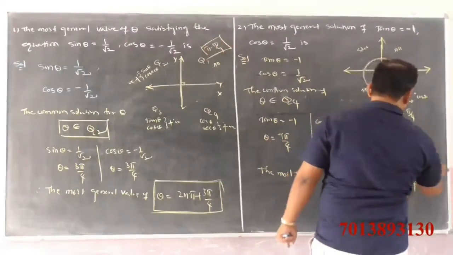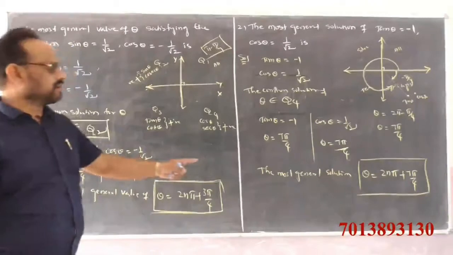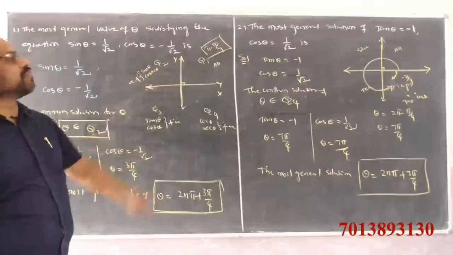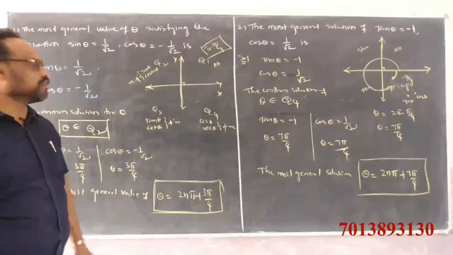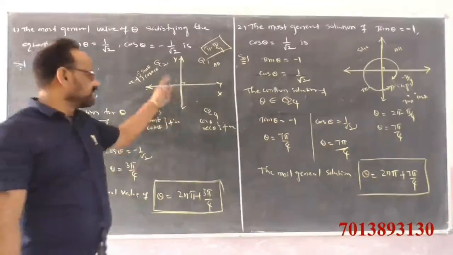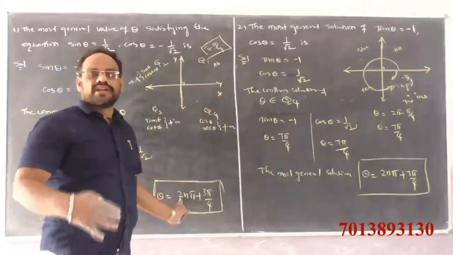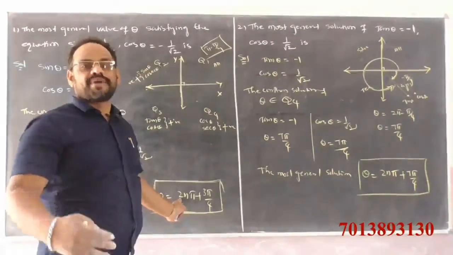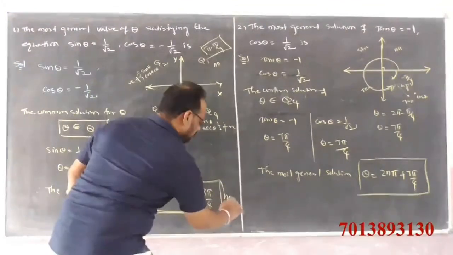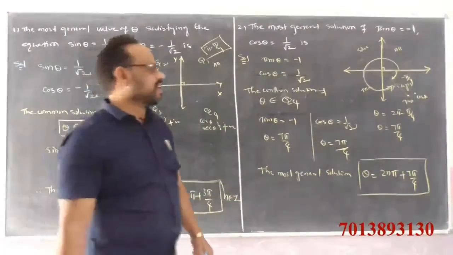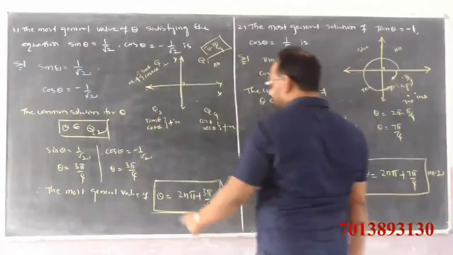So theta is equal to 2n pi plus 7 pi by 4. This is the most general solution of tan theta equal to minus 1 and cos theta equal to 1 by square root of 2. Here also 2 pi is the period, so 2 pi means 4 pi, 6 pi, 8 pi and so on. So n belongs to the integers, n belongs to Z.